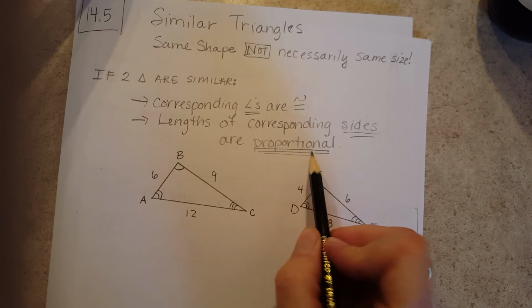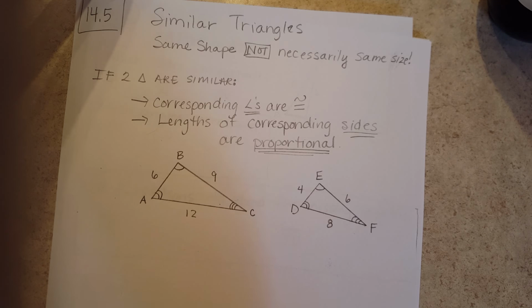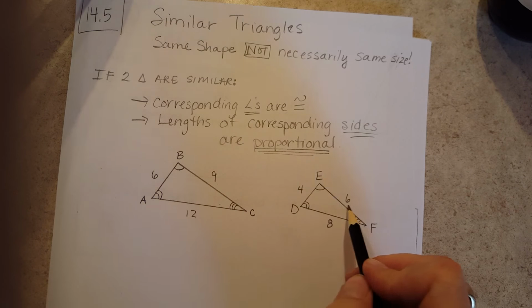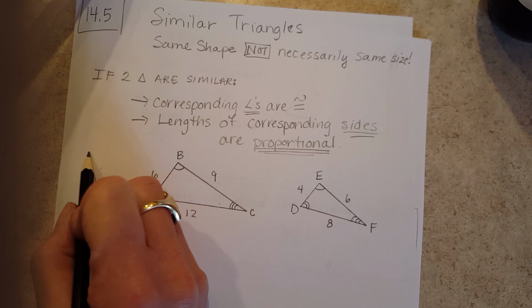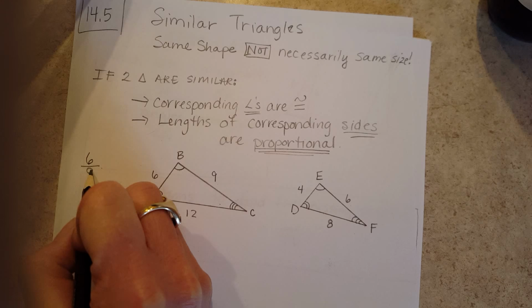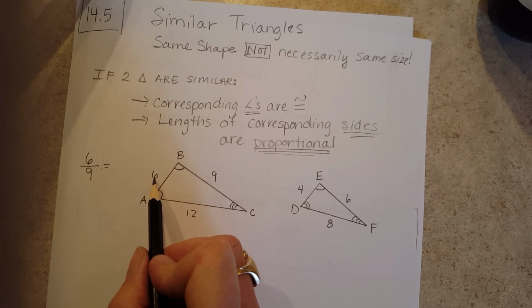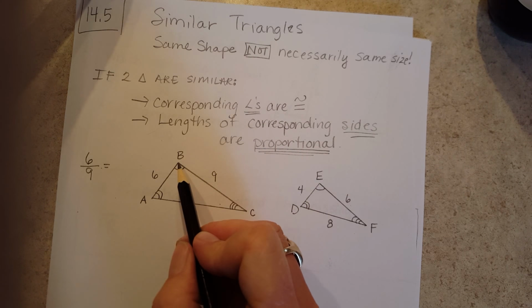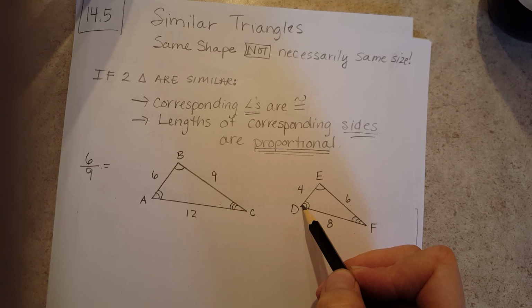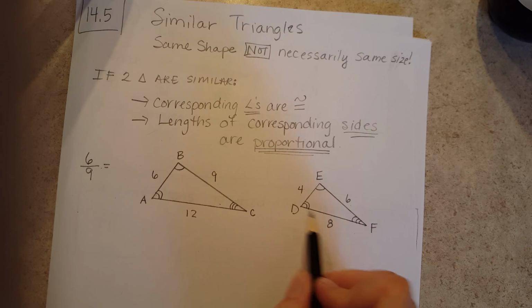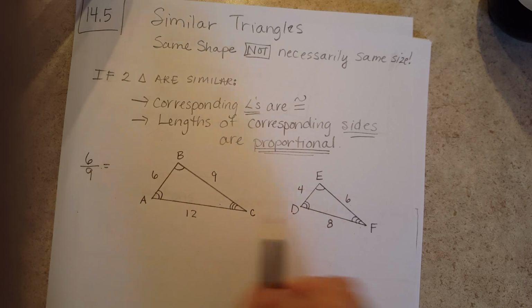Okay? Remember when we talked about proportions way at the beginning of the year? This is where it comes into play in solving some of these things. So, in other words, 6 and 9 are proportions. You can make that into a proportion. Okay? They're going to be the same proportion as 6 and 4. Okay? Because this is the corresponding side to this one. And the same proportion as AC and DF, because they'll have the same proportion.